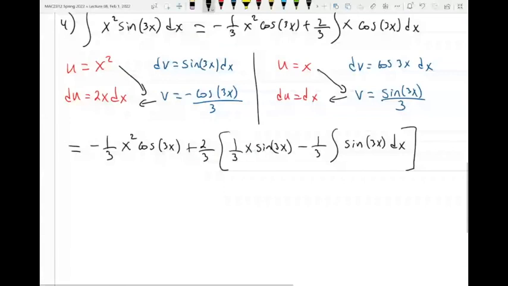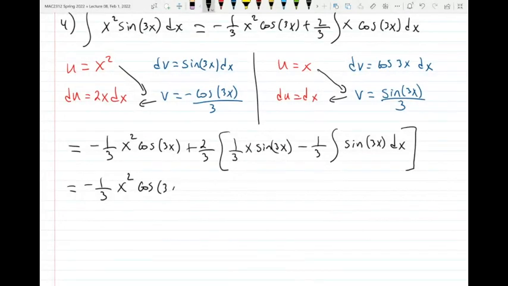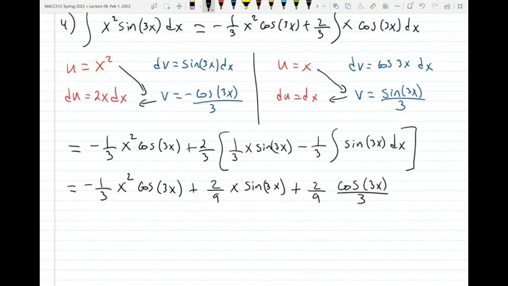Negative cosine of 3x. So we get negative 1 over 3 x squared cosine of 3x. I'm going to distribute the 2 over 3, plus 2 over 9x sine of 3x. Okay, now there is a 2 over 9 here. Now, when you integrate the sine, we're going to get negative cosine, right? But that negative with this negative, what happens? It becomes positive. So that will be plus cosine of 3x over 3. And now we do plus C. Did you follow this?